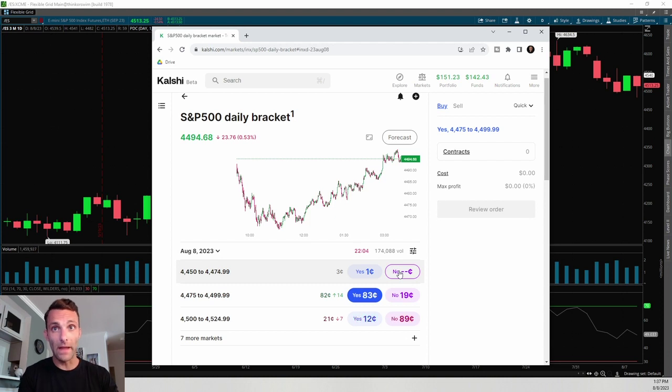Because if we're expecting a bounce, then we don't think it's going to trade in those lower ranges. So we would want to trade the no shares on those lower areas.